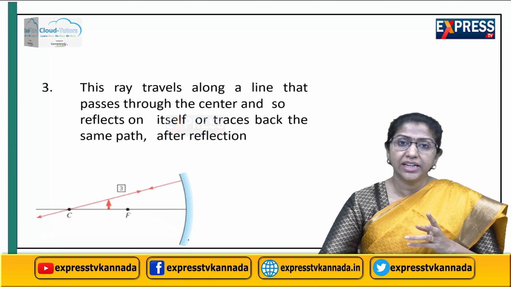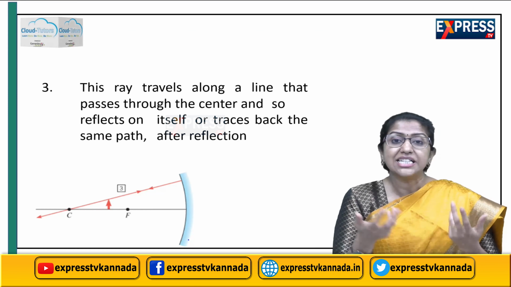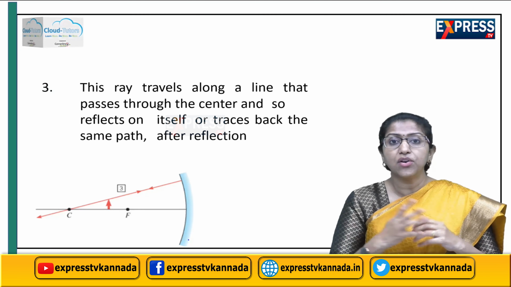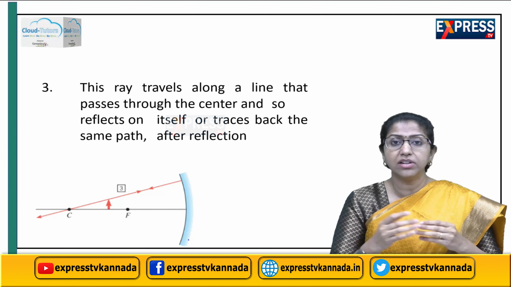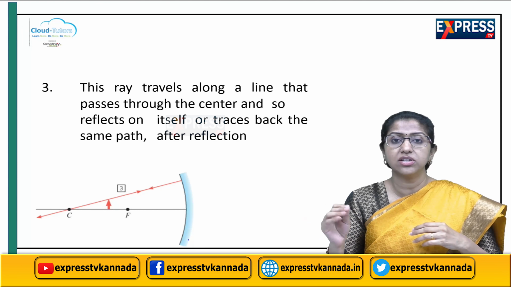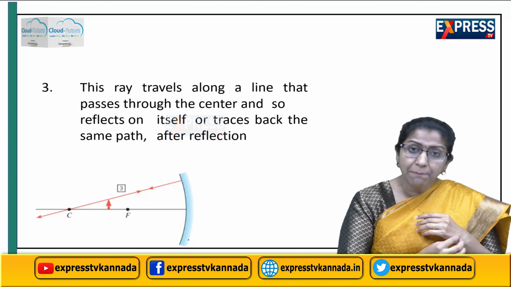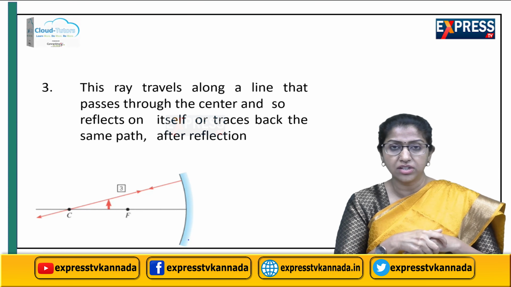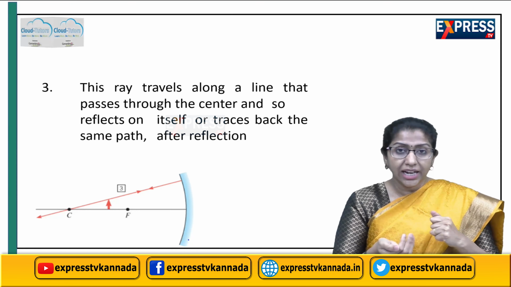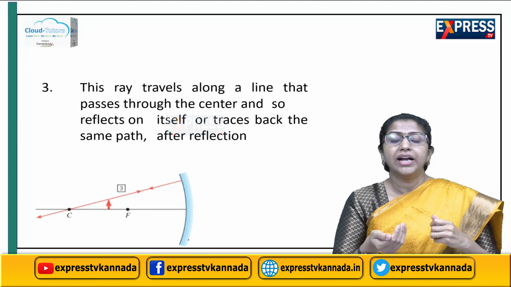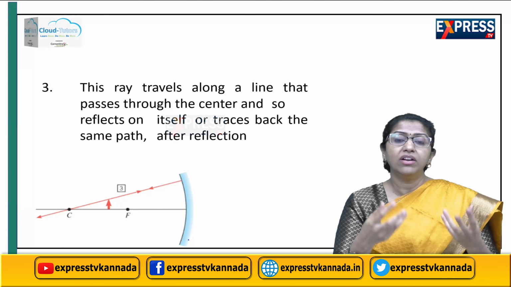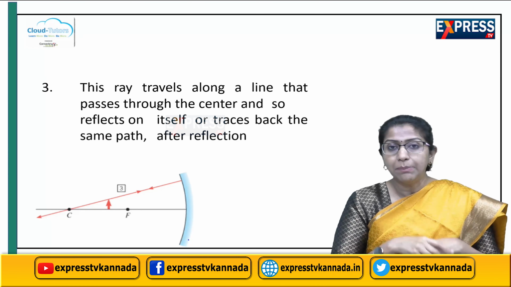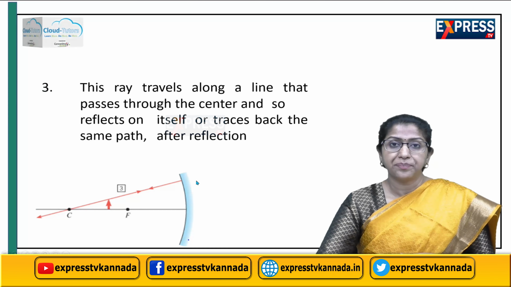The third one is a pretty easy one, and it is very easy to remember as well. Whenever a ray that is incident onto the surface of the mirror is passing through the center of curvature, it always traces back the same path, passing through the center of curvature again after reflection. So whenever we are trying to locate the image formed by a spherical surface, we always need to remember these three rays of convenience, and they will help us locate the needed image.